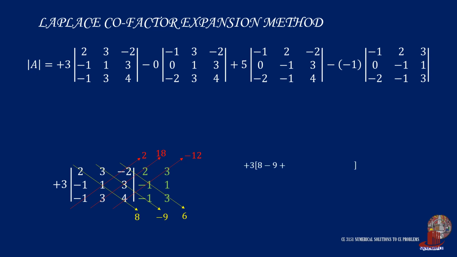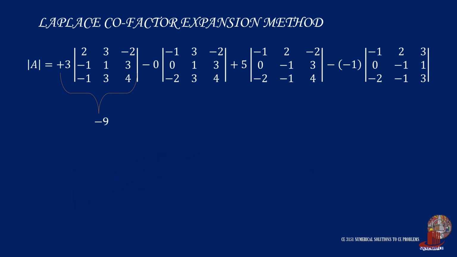Now the first term can be determined as 3 times the quantity of 8 minus 9 plus 6 minus 2 plus 18 minus 12. This is reduced as negative 3, making the first term equal to negative 9. No matter what the resulting determinant is for the second term, the multiplier is 0, which zeroes out everything. So we move on to the third term.